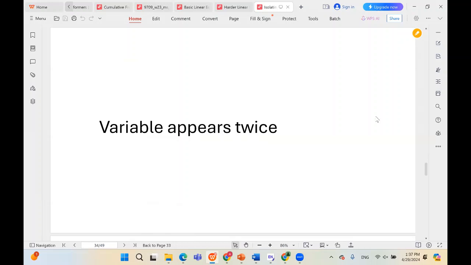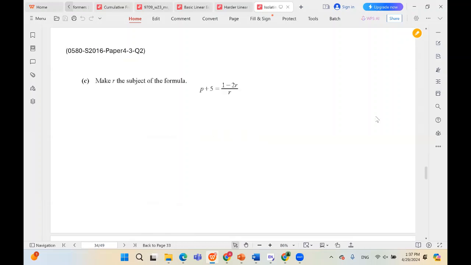Now we're going to deal with situations where the variable appears twice. So we have p plus 5 equals 1 minus 2r over r. So how would we be able to figure this out? How would we be able to solve this? First, let's take this r to the other side with multiplication. Or in other words, you can multiply both sides by r if you want to do it this way. So let's just multiply both sides by the variable r. These will cancel out, and you will have r times p plus 5 equals 1 minus 2r.